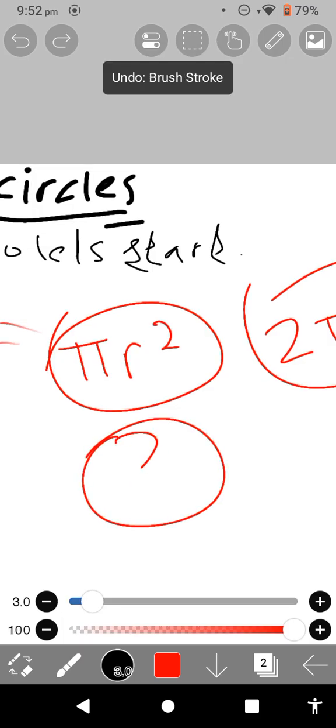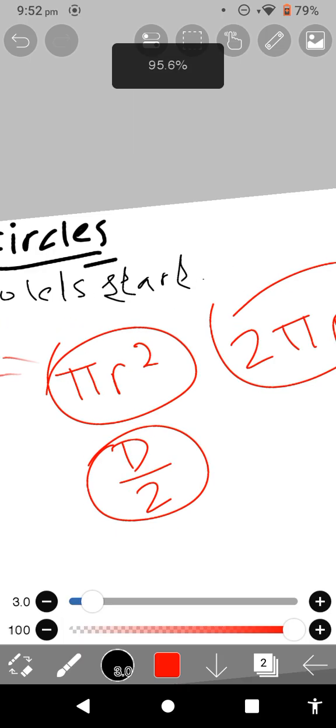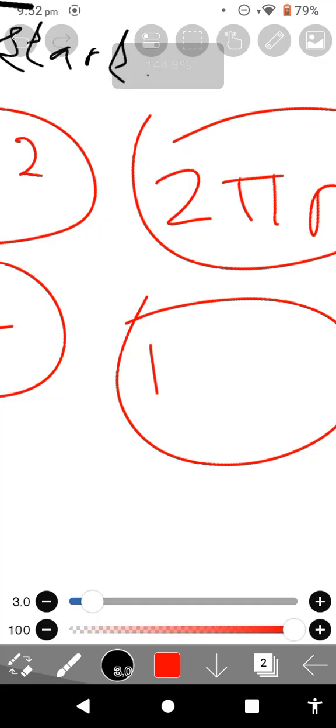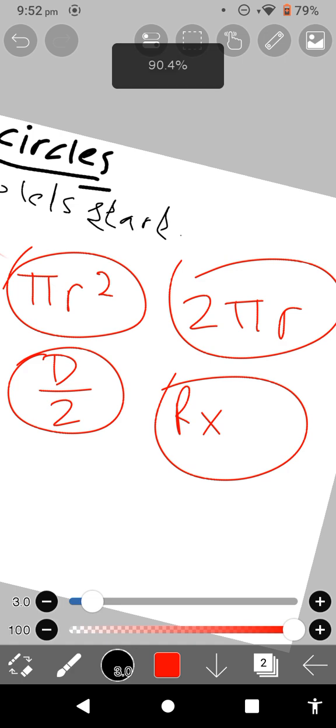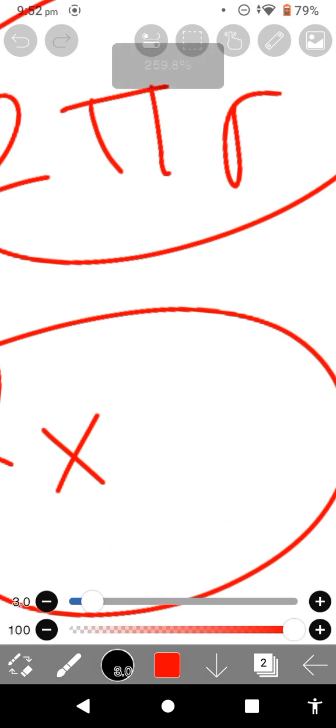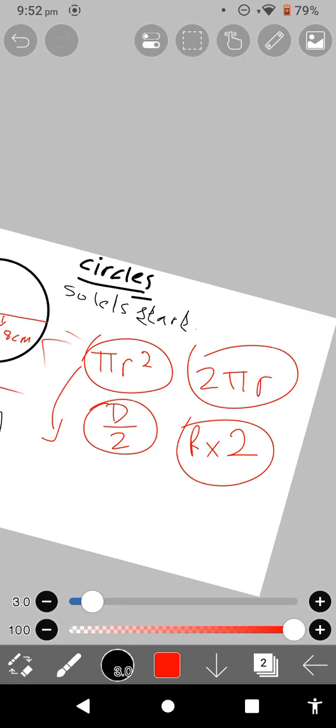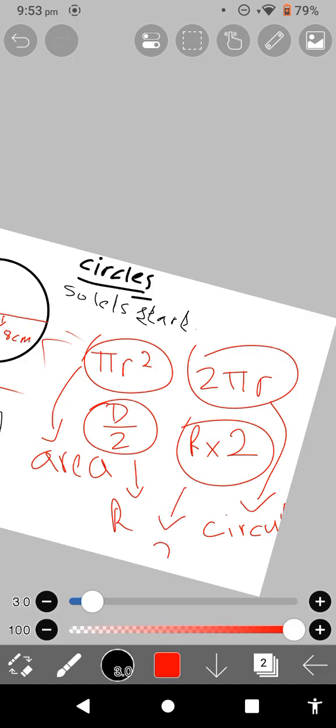I know many people have remembered it already, but there's no need to, like, yeah, what am I even saying? I don't know. This is the formula for area. This is the formula for circumference. This is the formula for radius. And this is the formula for diameter. Oh my god, bro. Diameter.